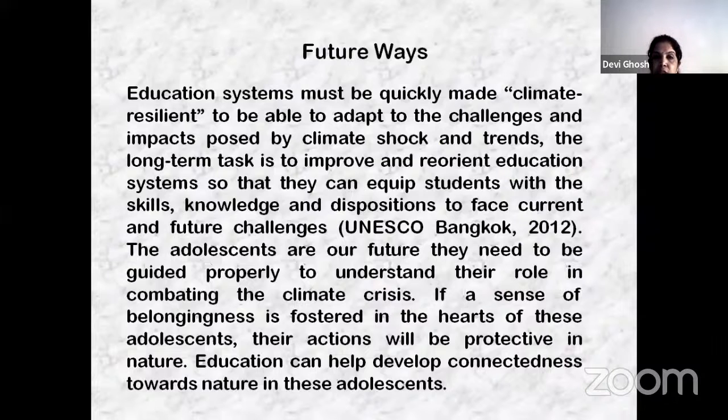Adolescents are our future. They need to be guided properly about their role in the climate crisis. So what if a sense of belongingness is fostered in the hearts of these adolescents? That means if education can help develop connectedness towards nature, what belongs to us, we never harm. So if we own responsibility for nature, our actions will come from a sense of protection towards nature, and it will be climate friendly.